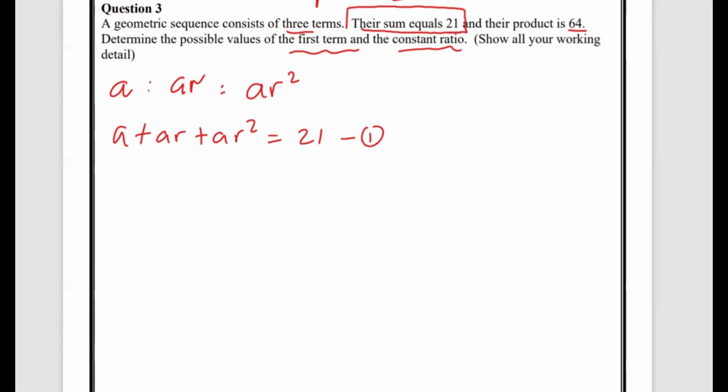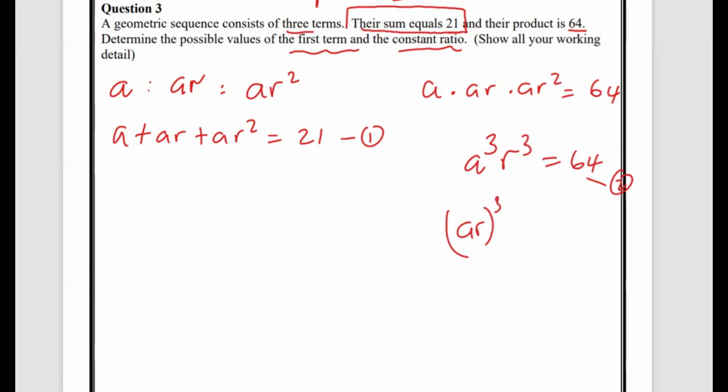Then their product, which means A times AR times AR squared, must give me 64. I can simplify that further, so I'll have A cubed R cubed is equal to 64. If this is my equation 2, I can choose to find the cube root because it's the same as AR, everything cubed, is equal to 64. So if I find the cube root on either side, AR is equal to 4.